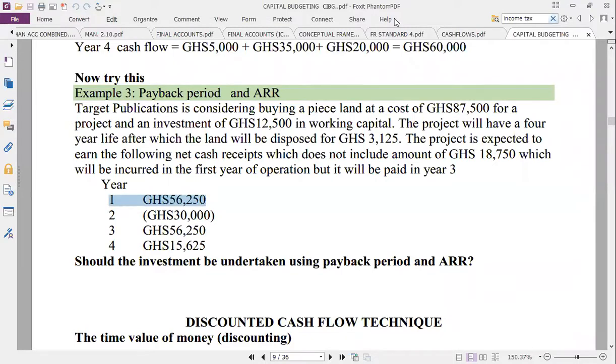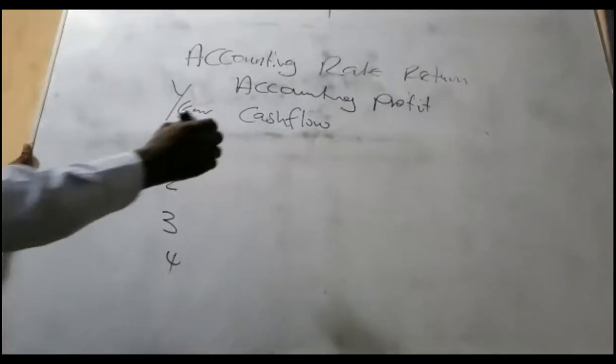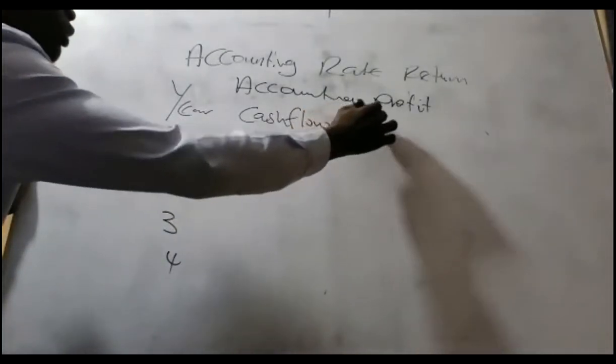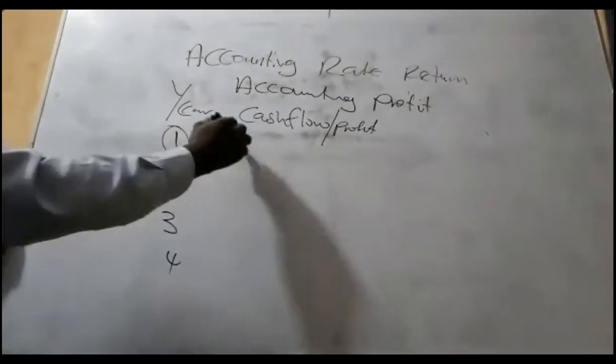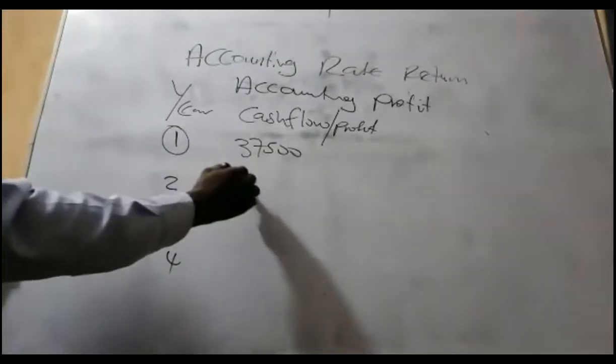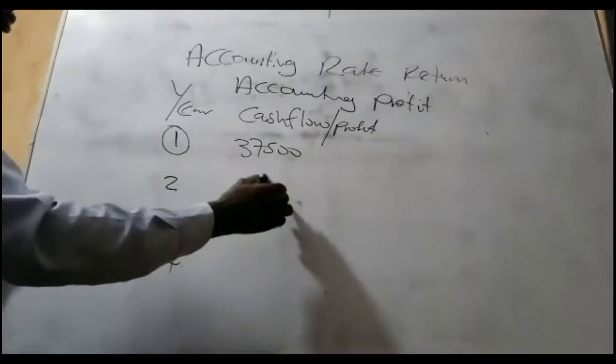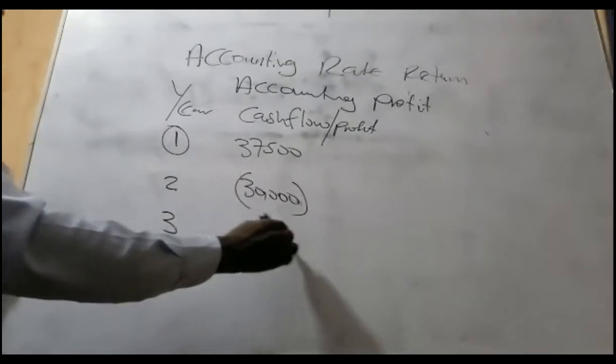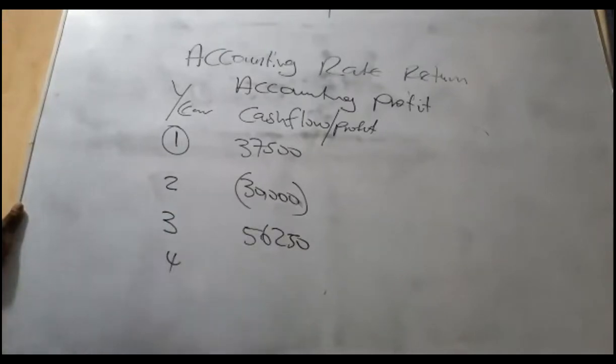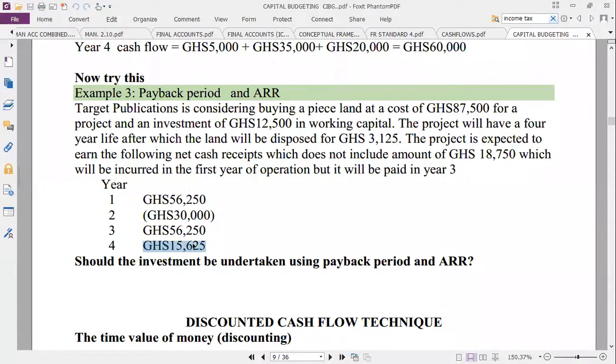So here too, we will have the 56,000. So 56,000 less 18,750 will give us the same answer as 37,500. Yes, though a loss of 30,000, you put it in brackets. Here we'll go back to 56,250. But here we are looking for profit, not cash flow. We are going to record the actual profit. Good. So it's 15,625.